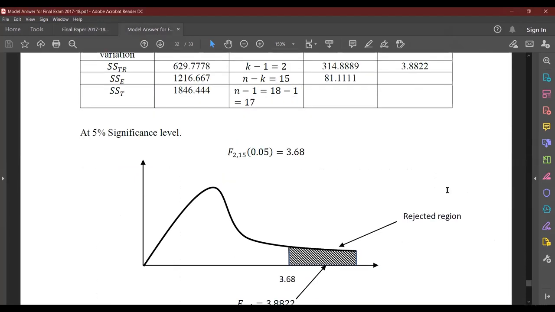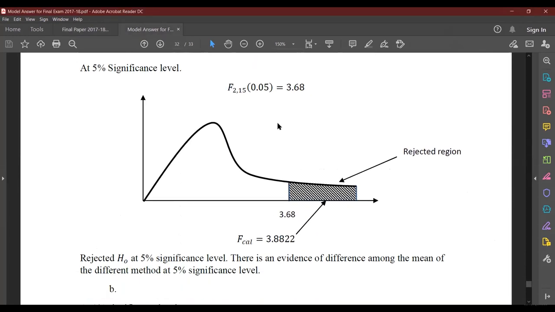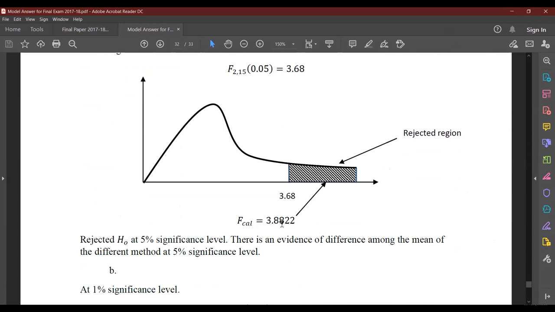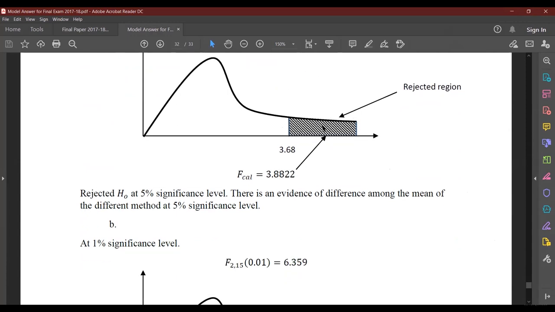So the value here is 3.68. The F calculated was 3.88, and F from the chart is 3.68. If the calculated value is greater than the chart value, that goes to the rejection region. At that time, we reject the H0 hypothesis, that is mu1 equal mu2 equal mu3. This is rejected. That means there is a significant difference between the means. That is the meaning here.